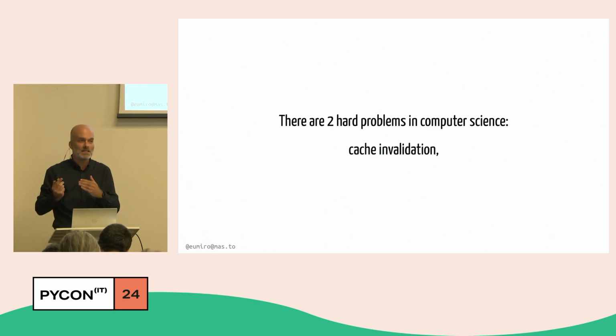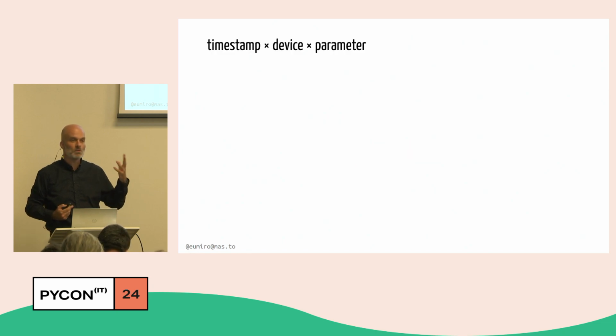If there is something that doesn't give you the information, you will have to decide: do I put null? Do I put something else? Do I repeat the value that was there before? And then you will have to interpret it. So usually we are talking about three dimensions. You have timestamp, which is something that increases every second, every minute, and you have device and parameter.